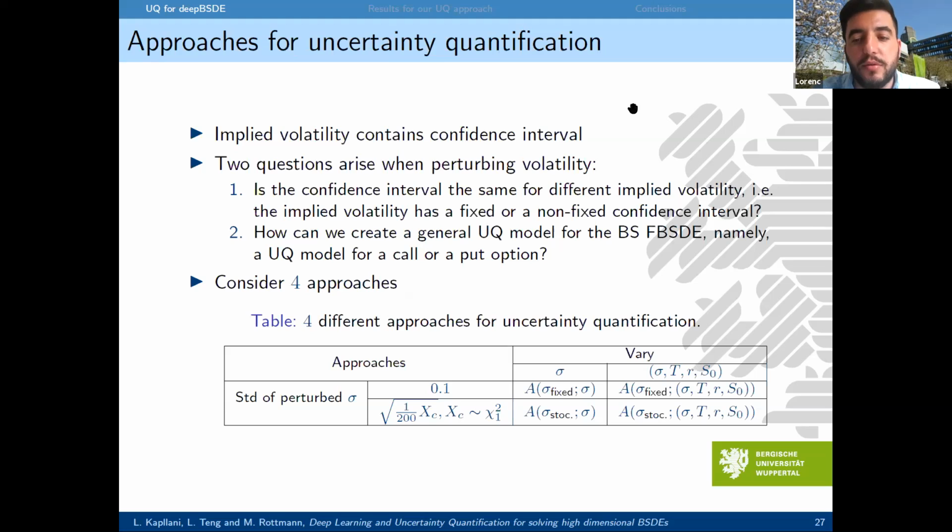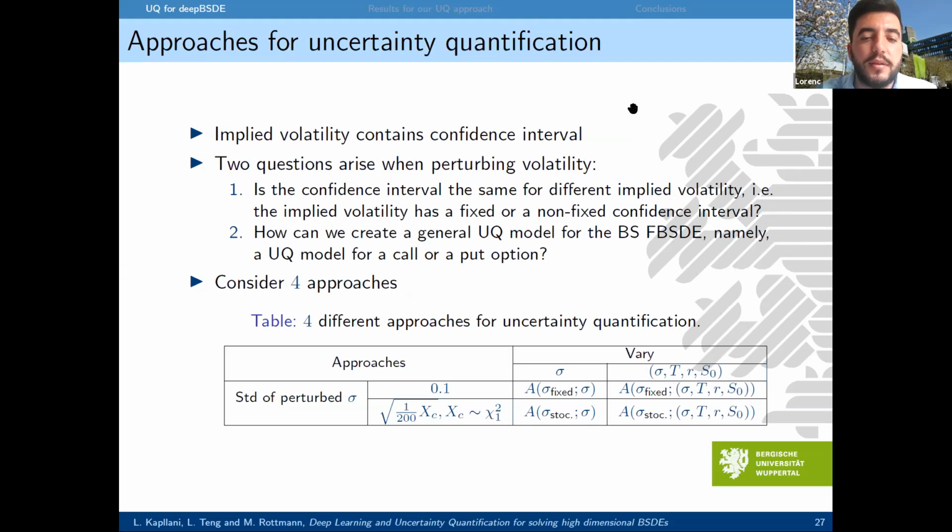So, as I told you, our approach was to consider a perturbation of the terminal condition. In the case of finance, it makes sense to perturb the implied volatility, which is an estimated value. And since it's an estimated value, it also contains some confidence interval.